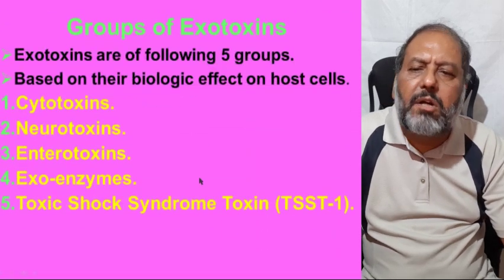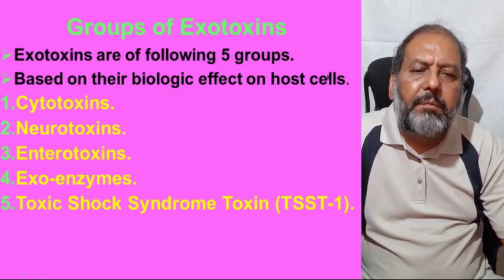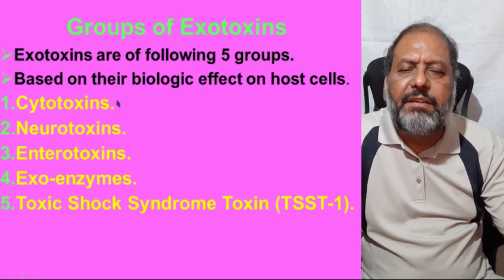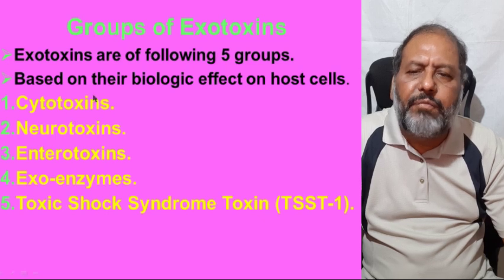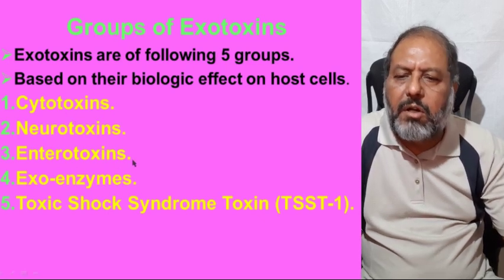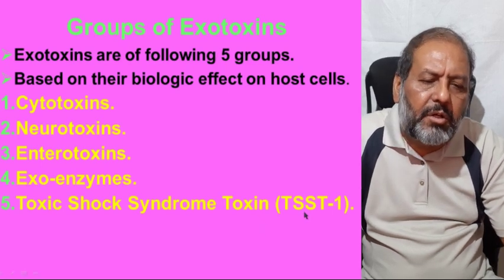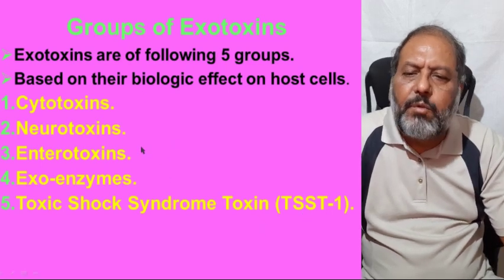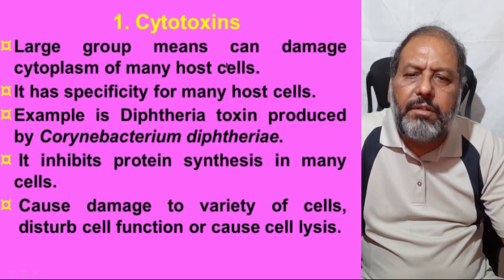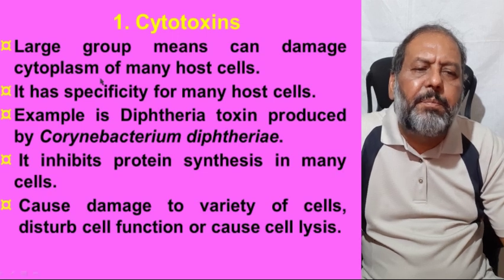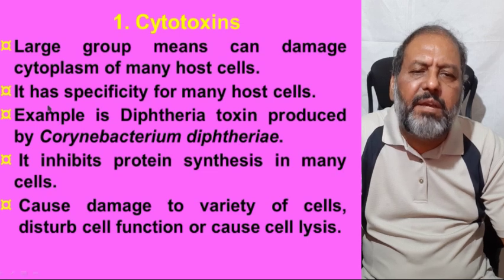Now the exotoxins are of the following 5 types based on their biological effect on the host cells, and their names are also self-explanatory as to where they affect: cytotoxins, neurotoxins, enterotoxins, exoenzymes, and toxic shock syndrome toxin, TSST-1. I am going to tell you the detail of all these toxins one by one. First, the cytotoxin. It is a large group, meaning they are capable of causing damage to the cytoplasm of many host cells. So the name is cytotoxin.